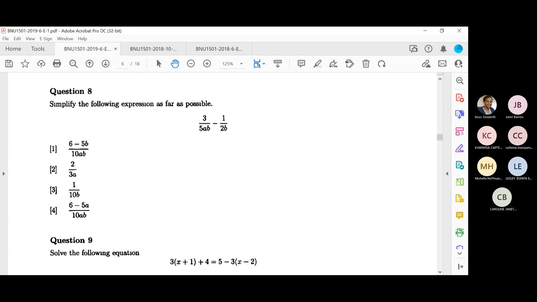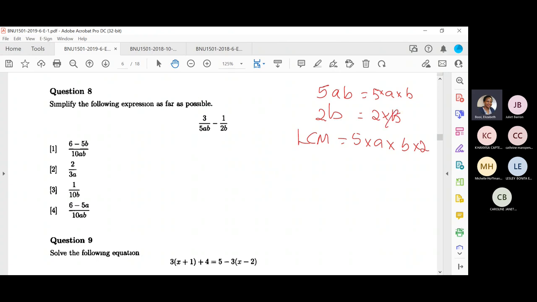Okay, so now we have subtractions. And remember, with subtraction, we said we find the LCM first, right? So let's go and apply the LCM. We have 5AB and 2B. What are the multiples? 5 times A times B, 2 times B. The LCM will be 5 times A times B times 2, and we already have B, so we don't have to write another B. 5 times 2 is 10, A times B is AB. So our lowest common multiple will be 10AB.